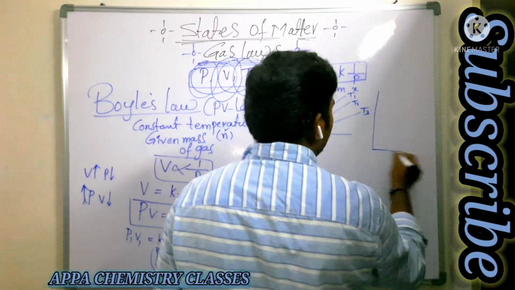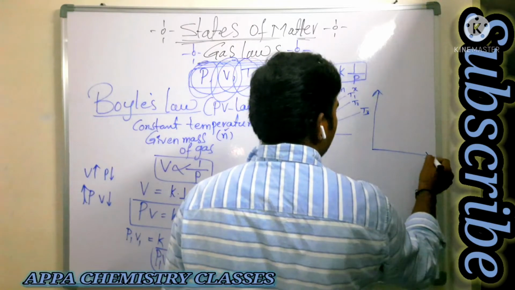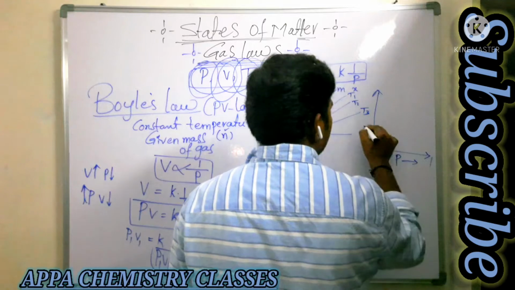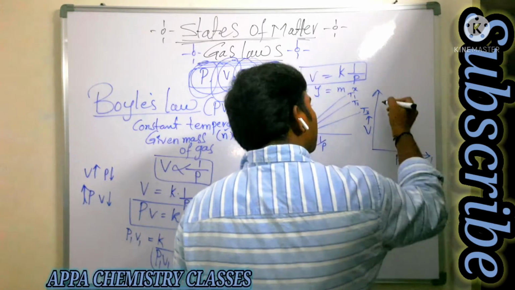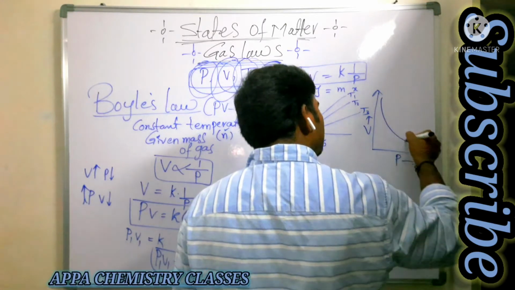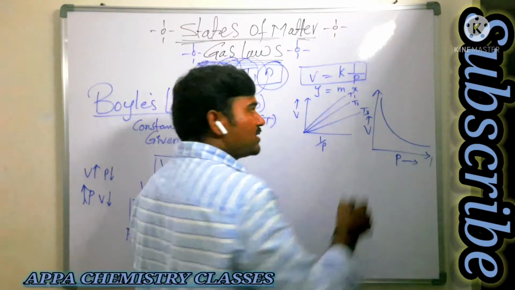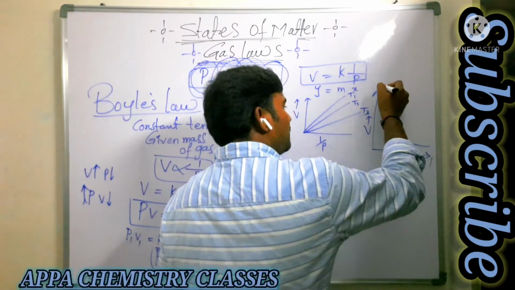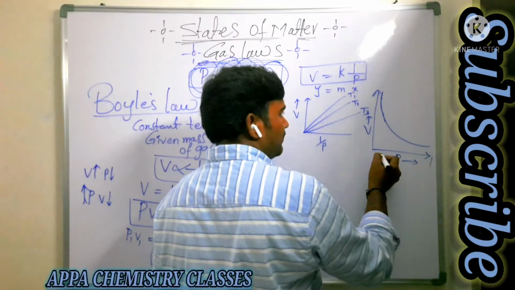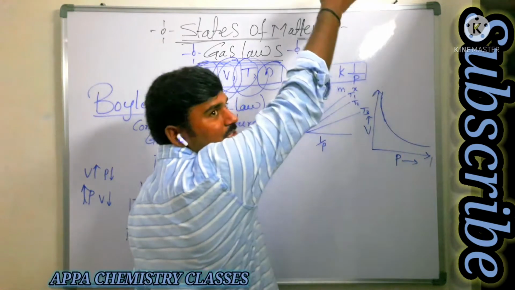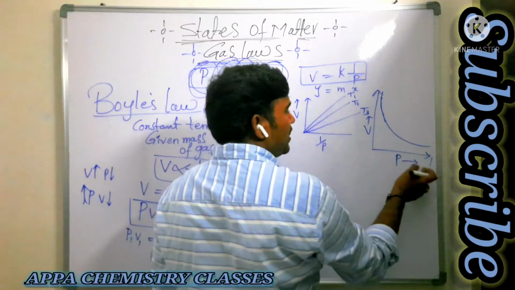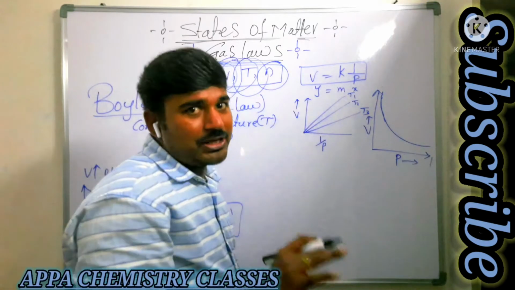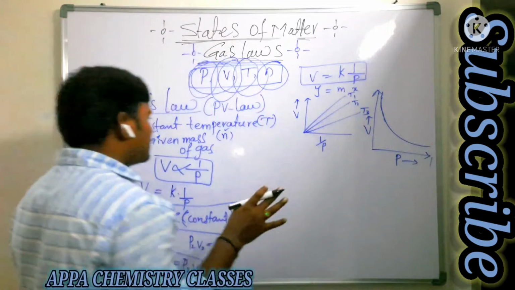So if I am plotting the graph between volume versus P, taking the pressure on the x-axis and volume on the y-axis, then we are going to get a curve like this. It decreases exponentially. So at very high volume, the pressure is very less. At low pressure, volume is very high. So as pressure increases, what happens to volume? It slowly decreases, exponentially. Is that clear?